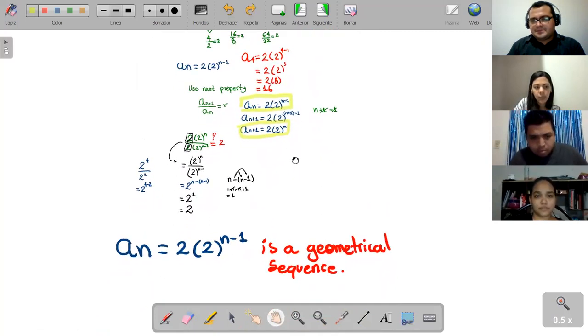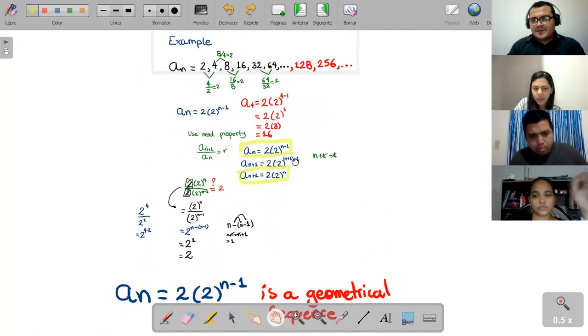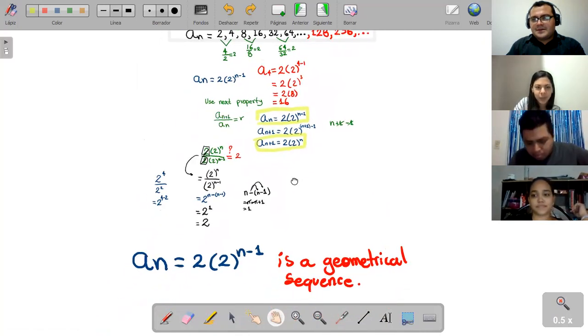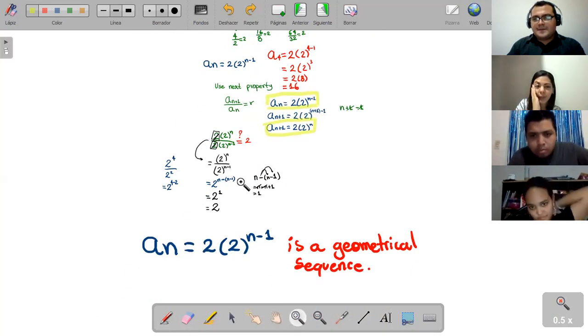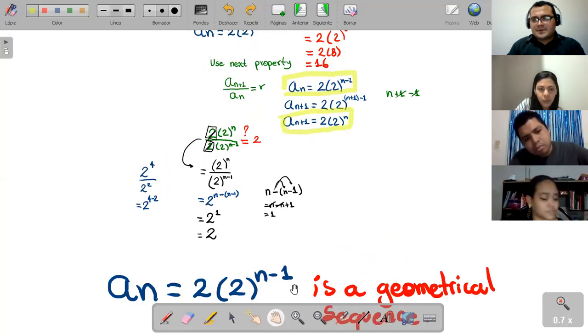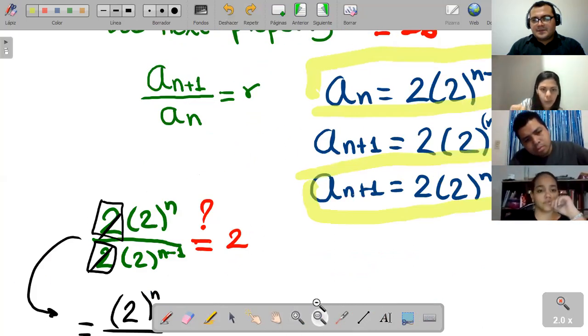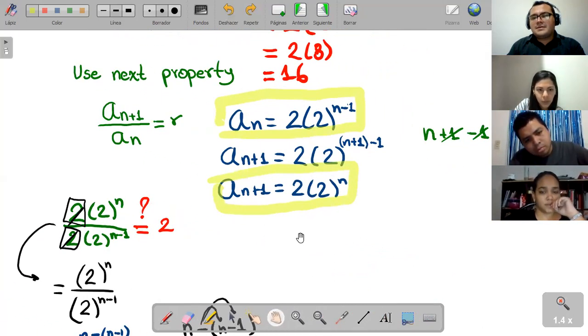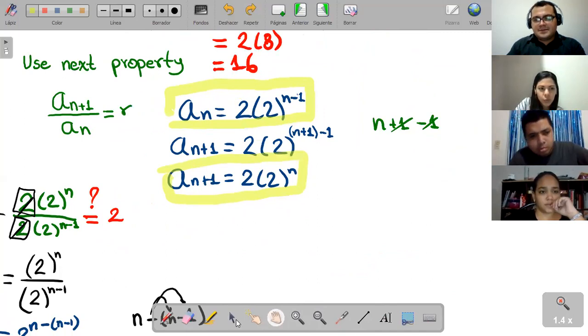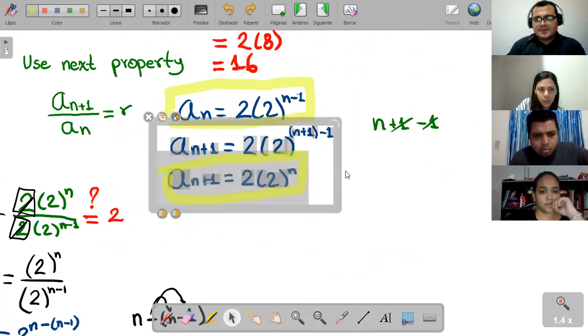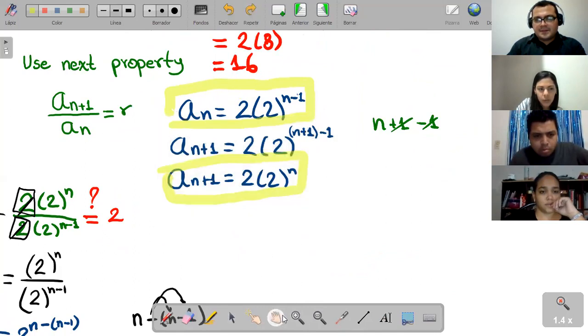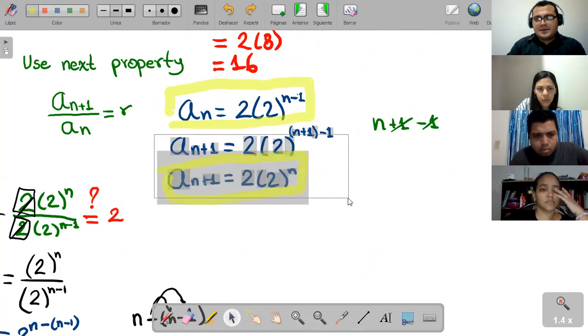Clear? It wasn't that clear. I'm gonna be honest. Right there when you said use the next property and you have those squared in orange, in yellow. So you got that formula, the property, a sub n plus 1 divided by a sub n equals r. I got it.